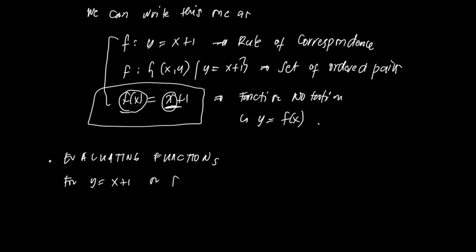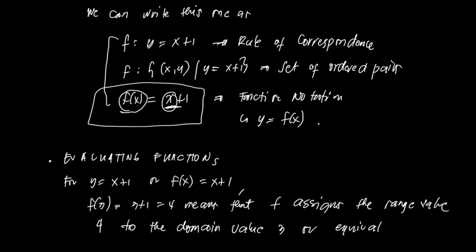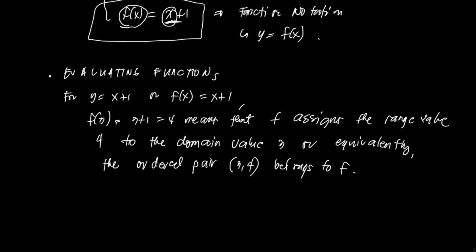So for y equals x plus 1, or f of x equals x plus 1, f of 3, which is 3 plus 1, equals 4. This means that f assigns the range value 4 to the domain value 3, or equivalently, the ordered pair (3, 4) belongs to f.